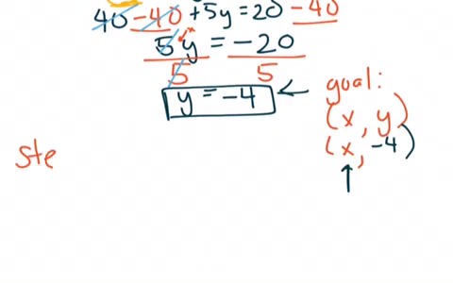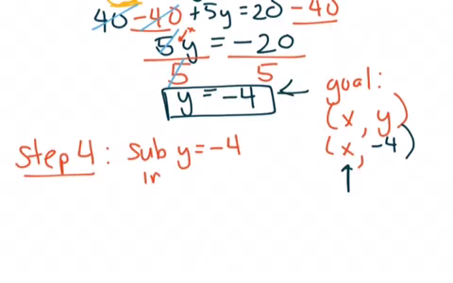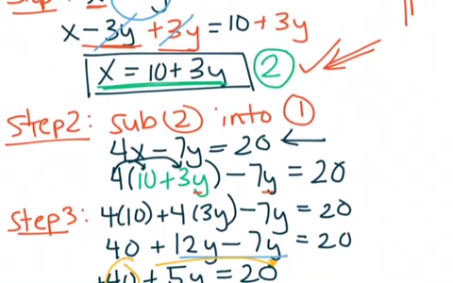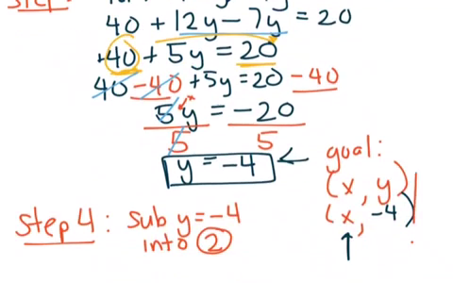Step 4. Let's just write out what we're going to do. Sub y equals -4 into equation number 2. We can see that in step 2 we subbed 2 into 1, and in step 4 we're subbing it into 2.